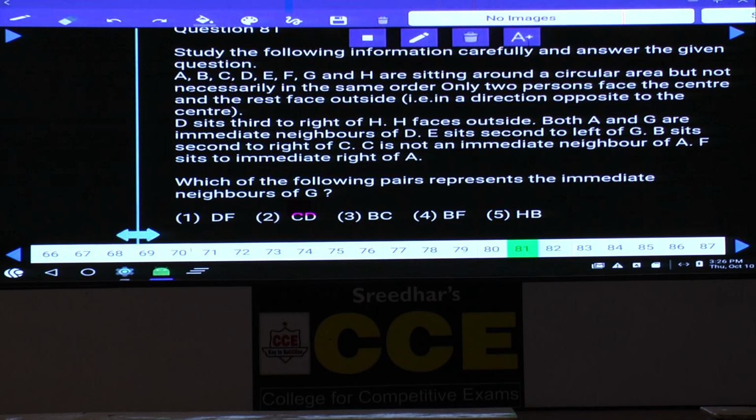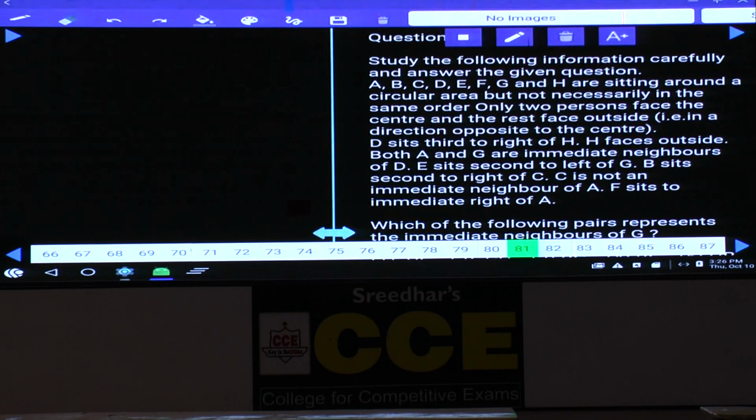How many persons are there? There are some 8 people who are seated around a circular table, but not necessarily in the same order, and only 2 persons face the center and the rest are facing away from the center. How many are facing towards the center? Only 2 are facing the center and the remaining persons are facing away from the center. 2 inward and the remaining 6 are outward. And only 2 persons face the center and the rest face away from the center.